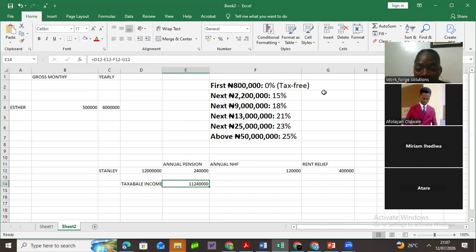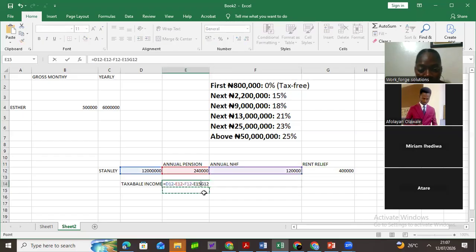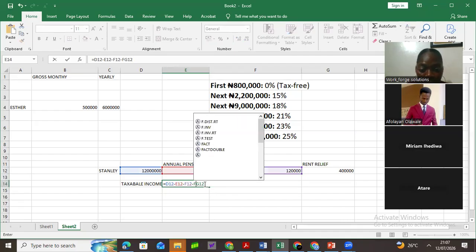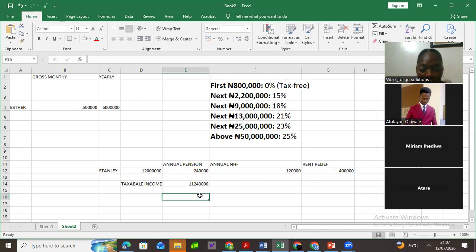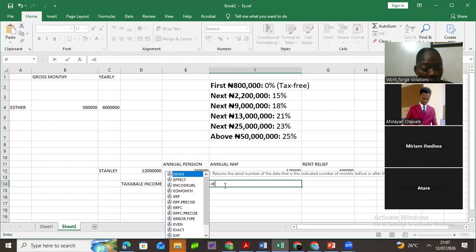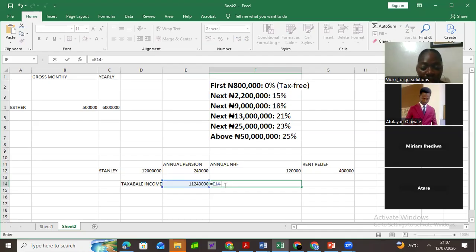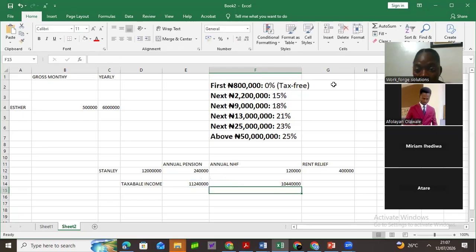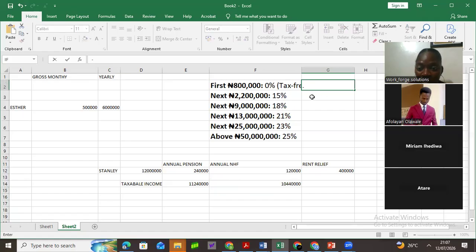So I'm going to remove 800,000 naira now. So I'm going to go E what now? E14. That's the 100 minus 800,000. This is 800,000, right? Yes. Gives me, so this is already free. 0. There's no tax here.